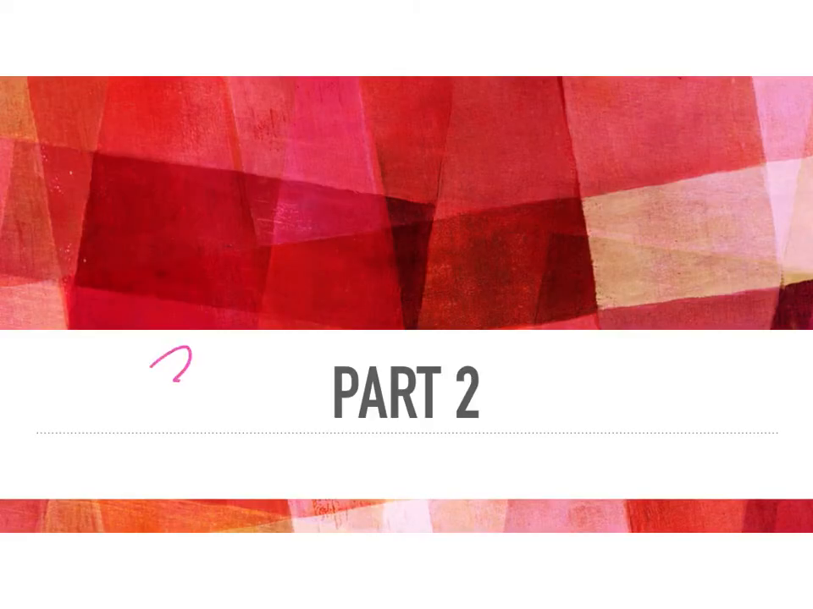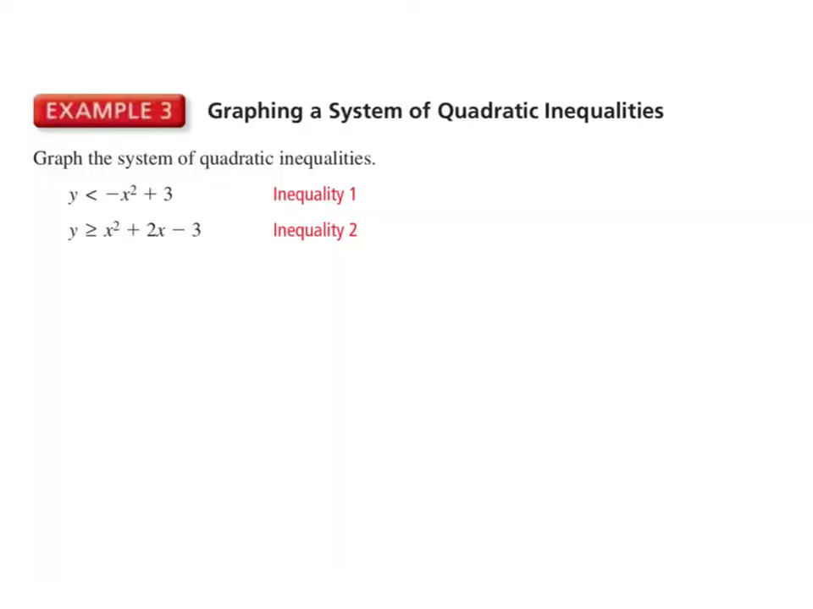Okay, so this is 3.6 part 2. So we're just pretty much doing the same thing we were doing yesterday, just a little bit different. Today we are graphing a system of quadratic inequalities. We are given two inequalities, we need to graph them both, and then what's in common is going to be our answer. So let's go ahead and start with our top one.